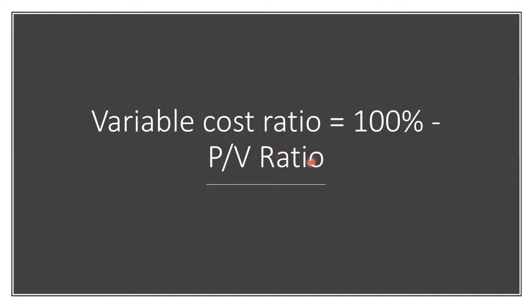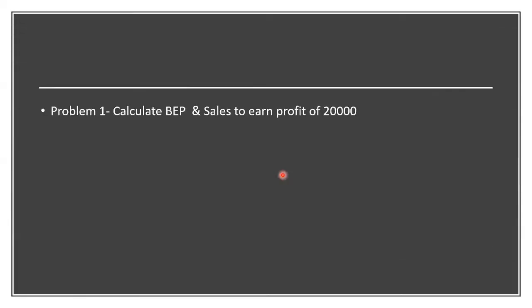Sales minus variable cost is contribution, and that contribution to sales ratio is 30%, which means variable cost ratio is 100 minus PV ratio. This is important to keep in mind because your questions in examinations will perhaps give you variable cost ratio. So if variable cost ratio is given, using the same equation we can do the reverse. 100 minus variable cost ratio is what? PV ratio. If PV ratio is given, 100 minus PV ratio we can use to find variable cost. So these are important techniques that will help you to solve the problems.